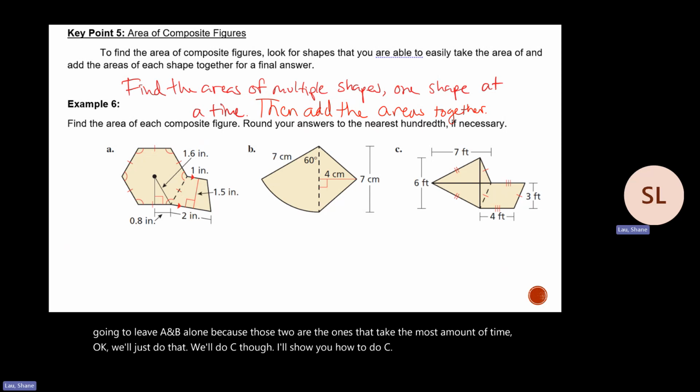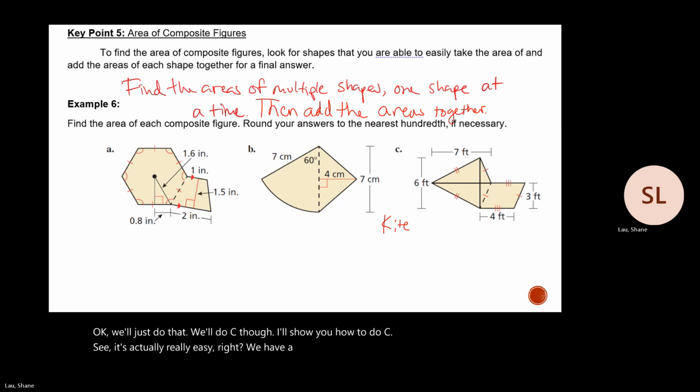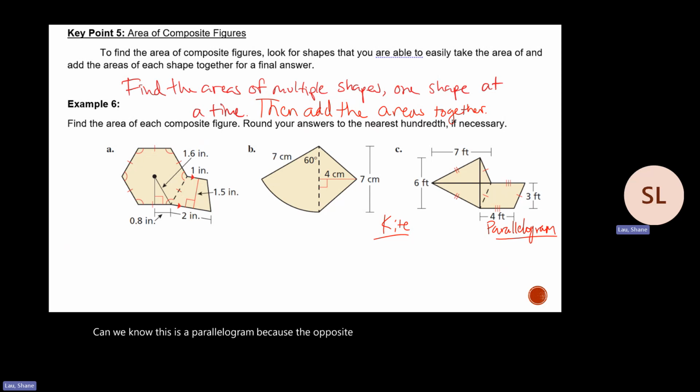C is actually really easy, right? We have a kite. And we have a parallelogram. We know this is a parallelogram because the opposite sides are congruent to each other. We learned the theorem way back when. If we have opposite sides congruent to each other, we know that we're working with a parallelogram, a 4-sided figure.